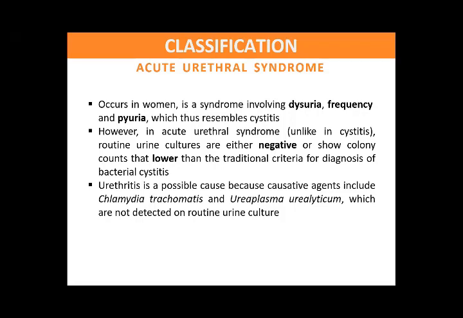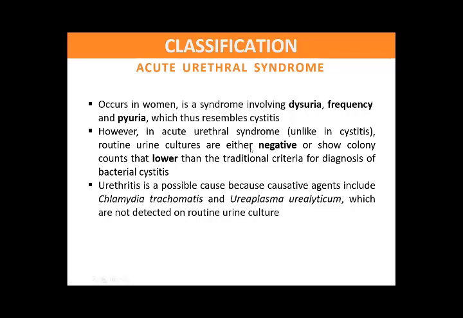However, in acute urethral syndrome, unlike cystitis, the routine cultures are usually negative and show colony counts lower than the bacterial criteria for the diagnosis of bacterial cystitis. So basically, if you have symptoms of dysuria, frequency, urgency, pyuria, and burning micturition, then the bacterial count may be low as far as the diagnosis is concerned, and the patient should be considered as having urethritis or cystitis. Urethritis is a possible cause because causative agents include Chlamydia trachomatis and Ureaplasma urealyticum, which are not detected in routine urine culture.